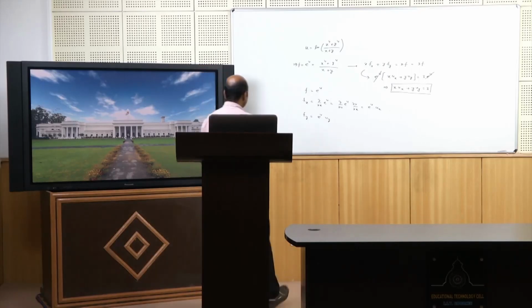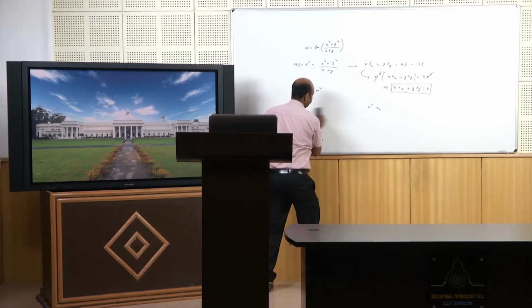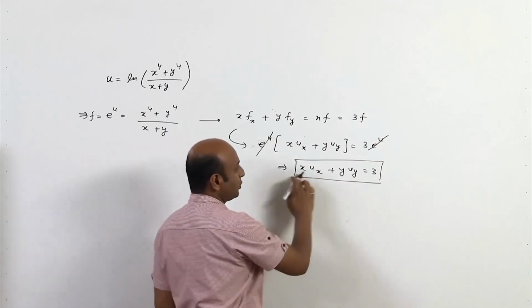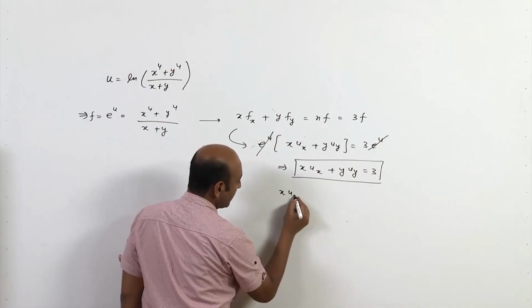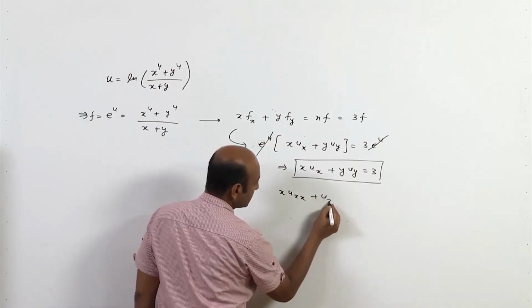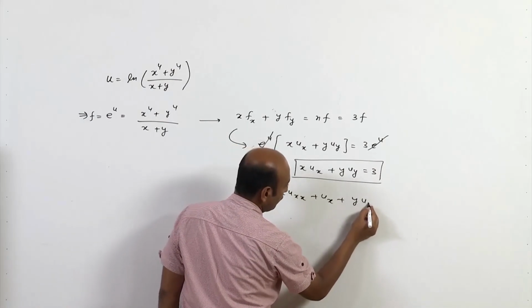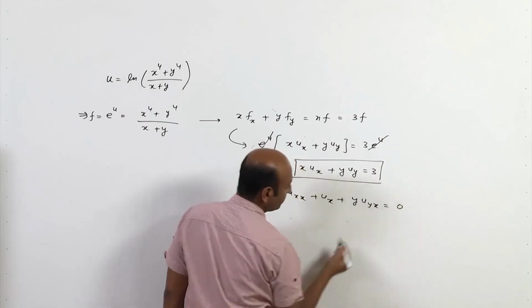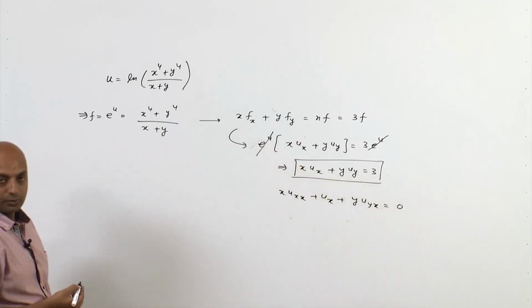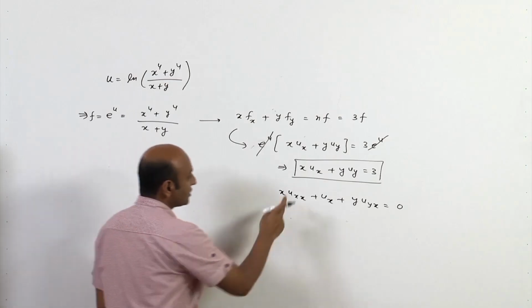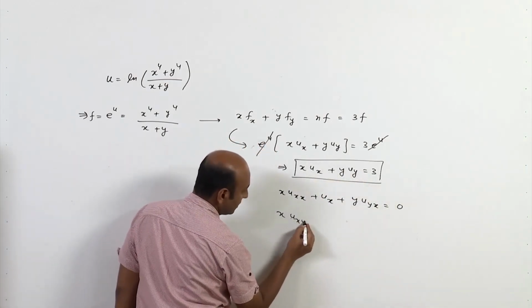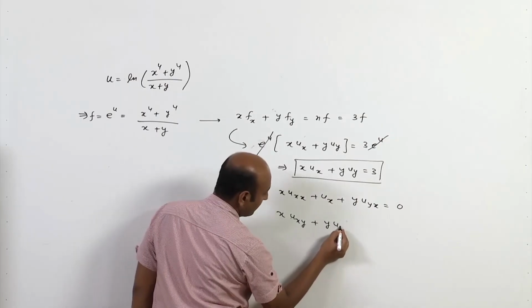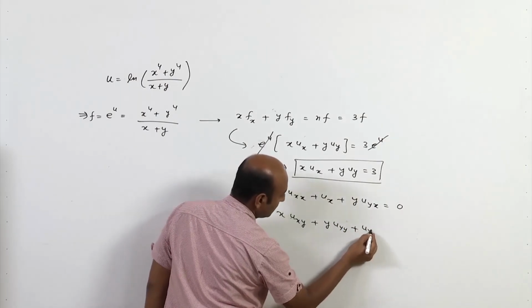Now, the second part can also be obtained. You differentiate partially with respect to x both the sides. What you will obtain? x uxx plus ux plus y uyx is equal to 0. Okay. Now, I differentiate partially with respect to y both the sides. So, it is x uxy plus y uyy plus uy is equal to 0.